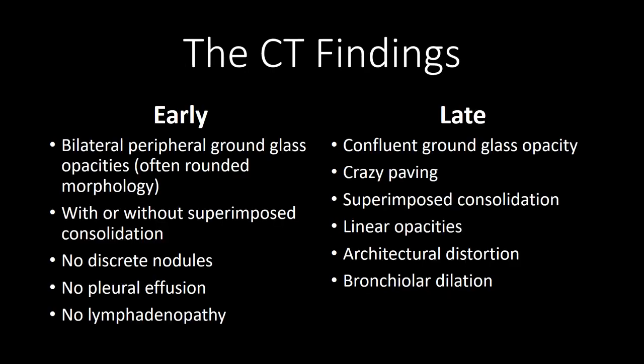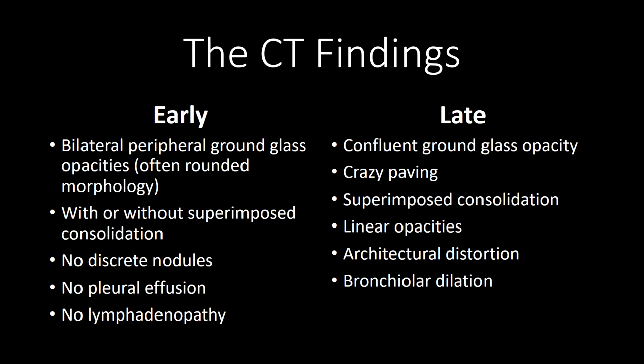Now let's talk about the CT findings associated with viral pneumonia. Early in the disease process, the pattern seen on CT tends to be dominated by bilateral peripheral ground glass opacities. These ground glass opacities tend to have a rounded morphology, but are not necessarily nodules with well-defined margins. Consolidation can be superimposed on the ground glass opacities, but earlier cases have a lower incidence of consolidation and tend to be ground glass predominant.